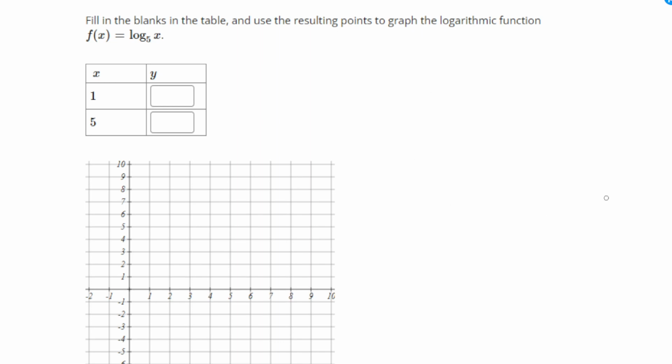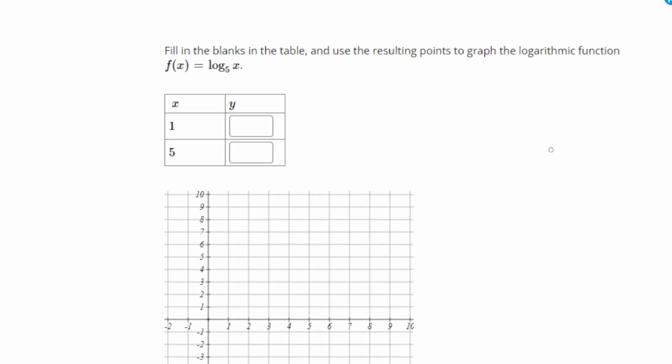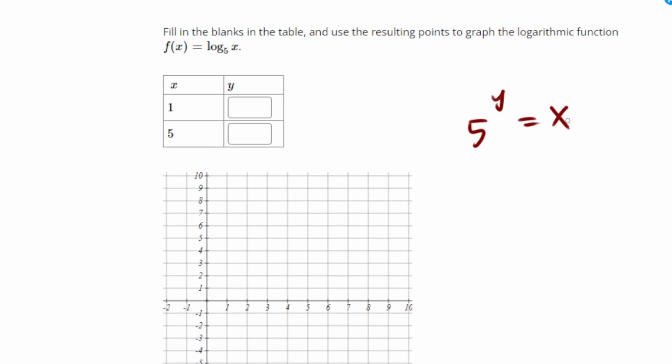Anyway, coming back. Fill in the blanks of the table and use the resulting points to graph the logarithmic function. Log base 5 to the x. So I like to, again, convert. So I have base 5 to the y equals x. So if x equals 1, y will equal 0. If it equals 5, y will equal 1.